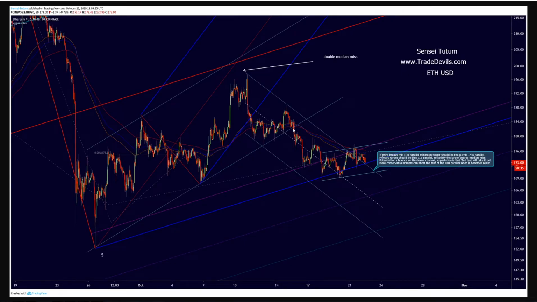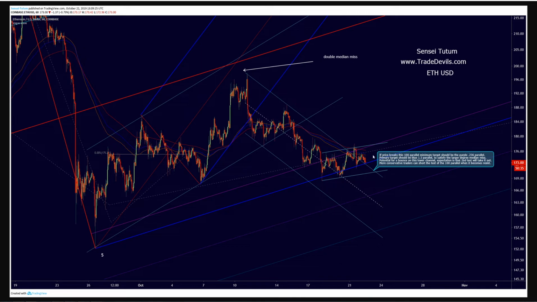Boom. Look what we had. Swiftly retraced to that bigger parallel. So good trade, right? Well, what's next? Then we're testing. Okay. If price breaks this 100 parallel, minimum target should be the purple 236.